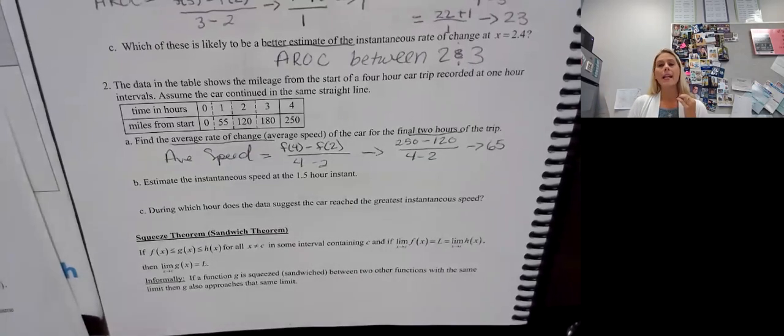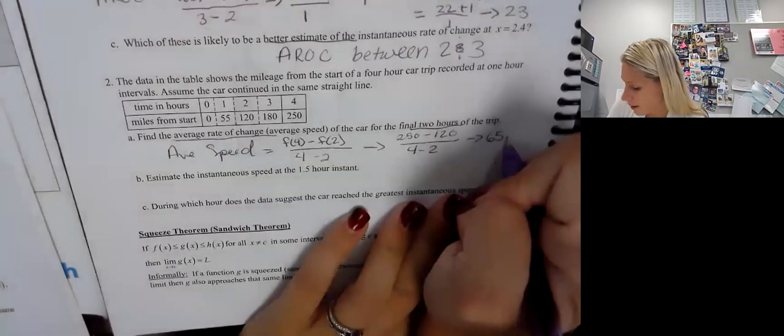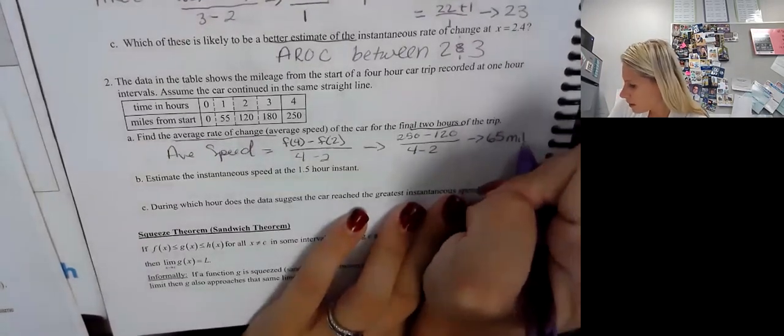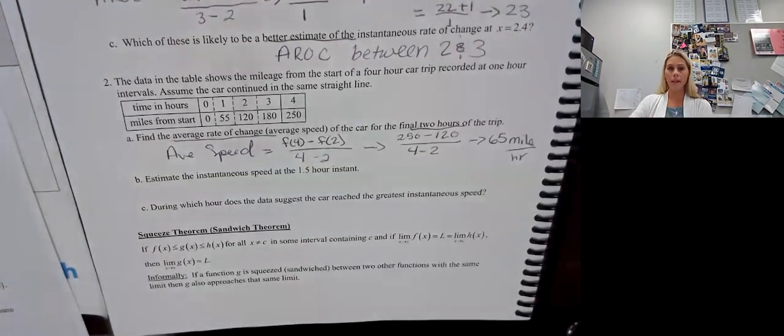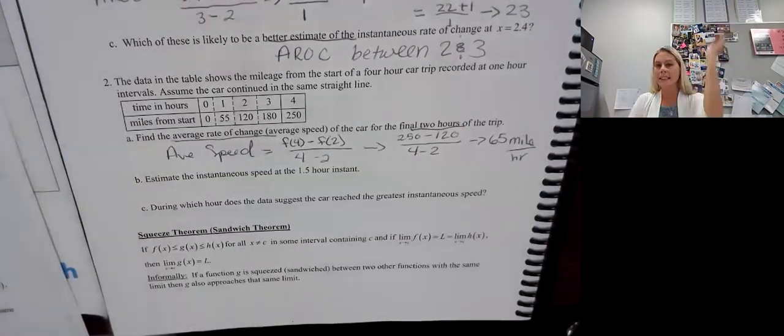Now this is a situation, so I must have my units. 65 what? Well, this is the average speed. So it's 65 miles per hour. Done. Estimate the instantaneous rate.